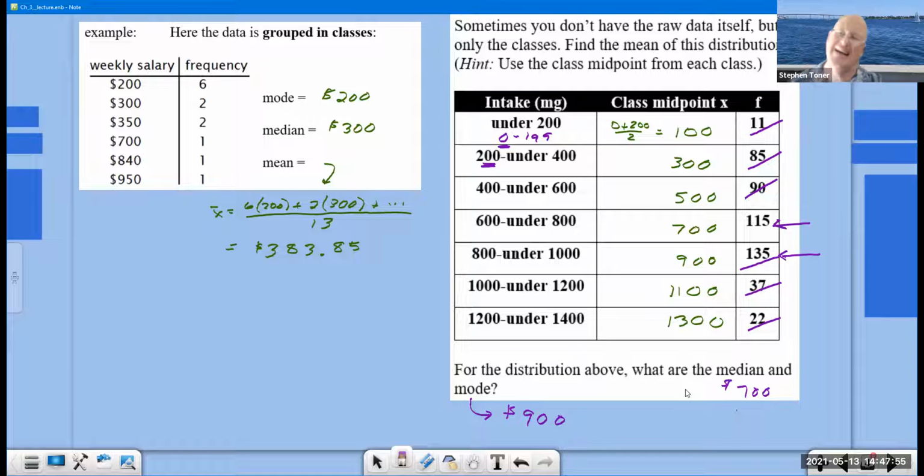Now, we cannot get an actual raw answer out of this problem because all of the data was grouped together in classes. So that is the best we can do, and we use the class midpoint to represent those classes. We may be off a little bit if we had gone back to the original data, but it's pretty close.